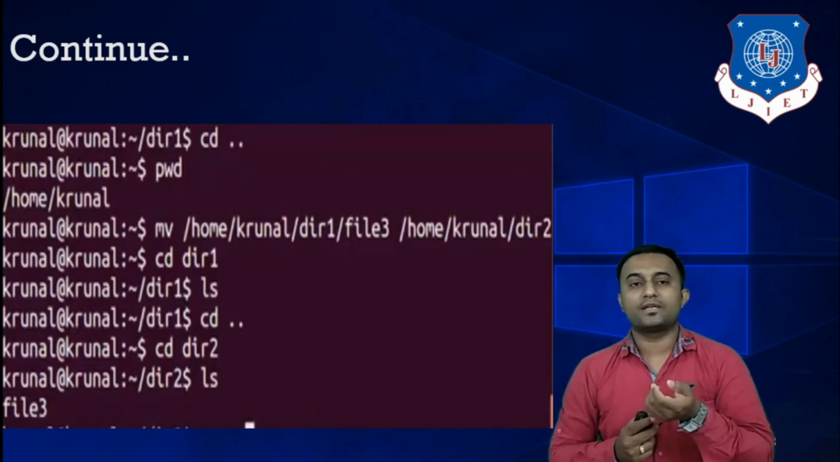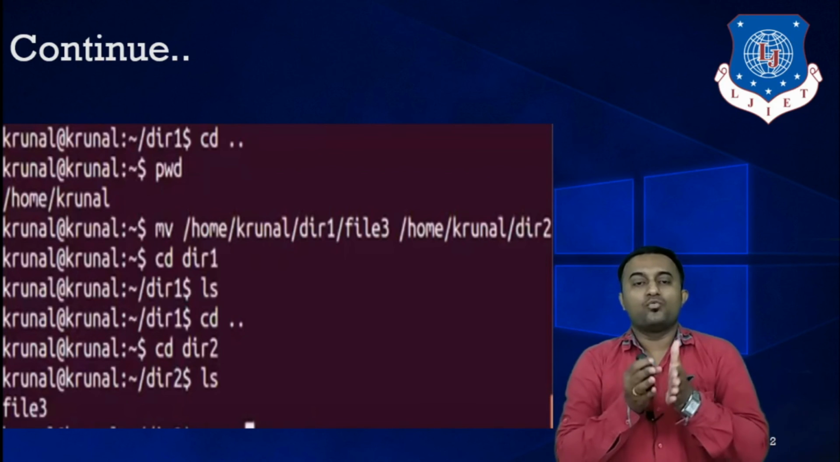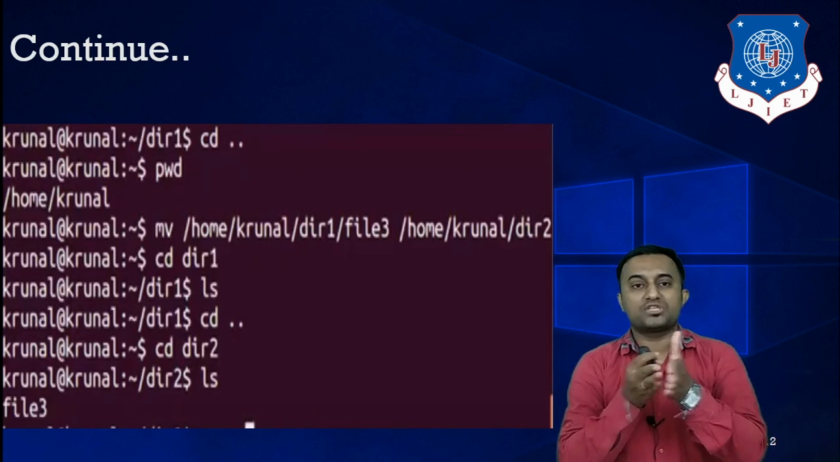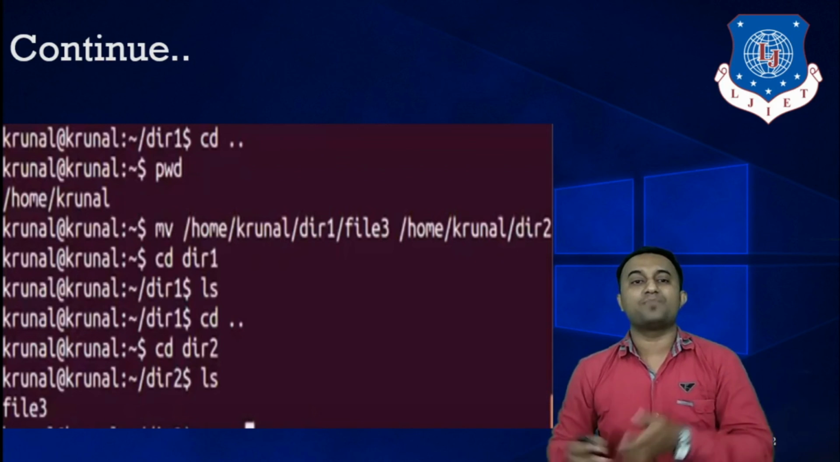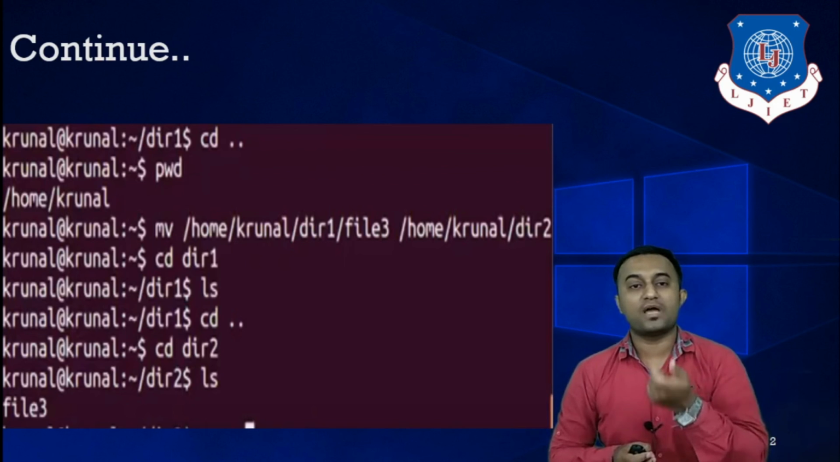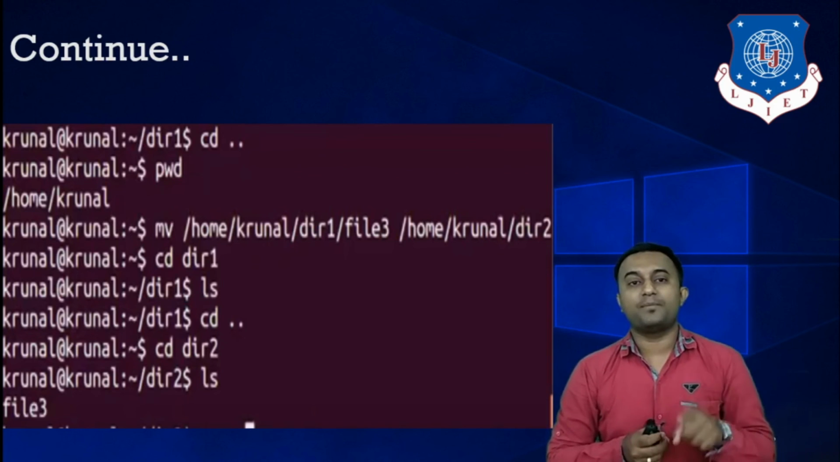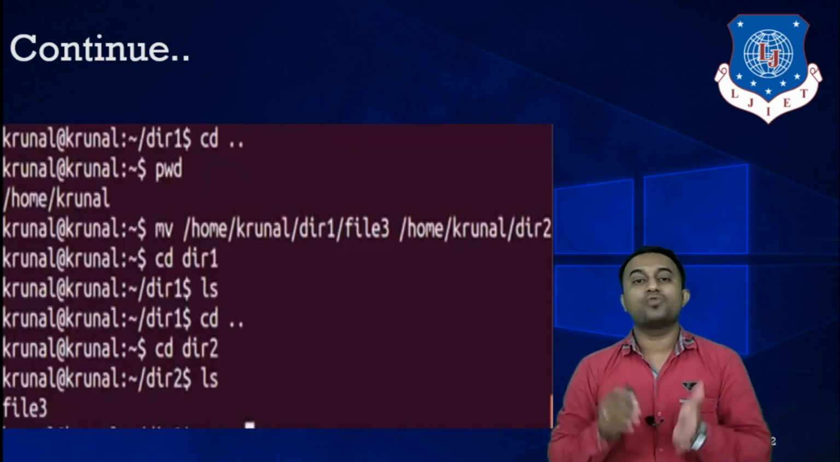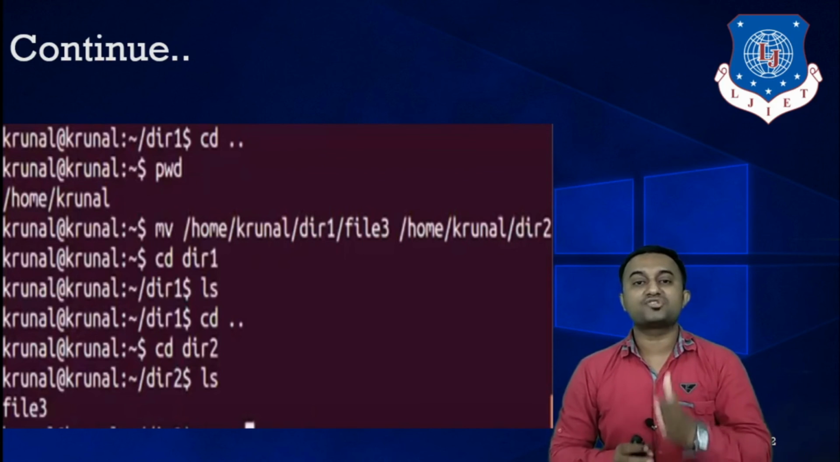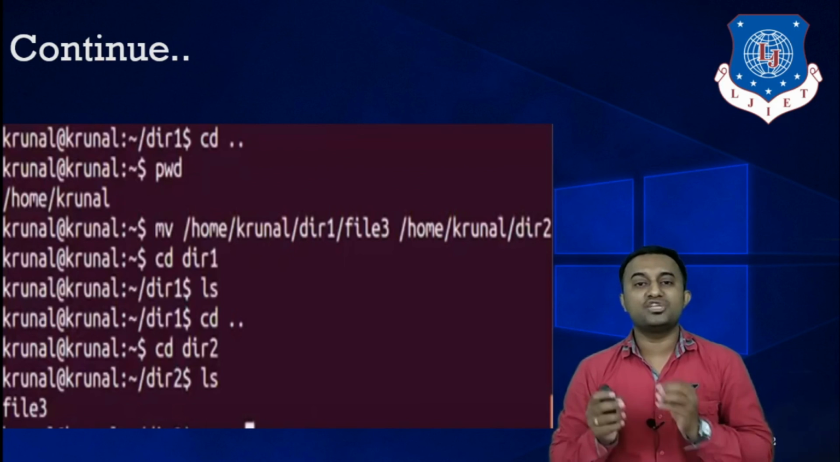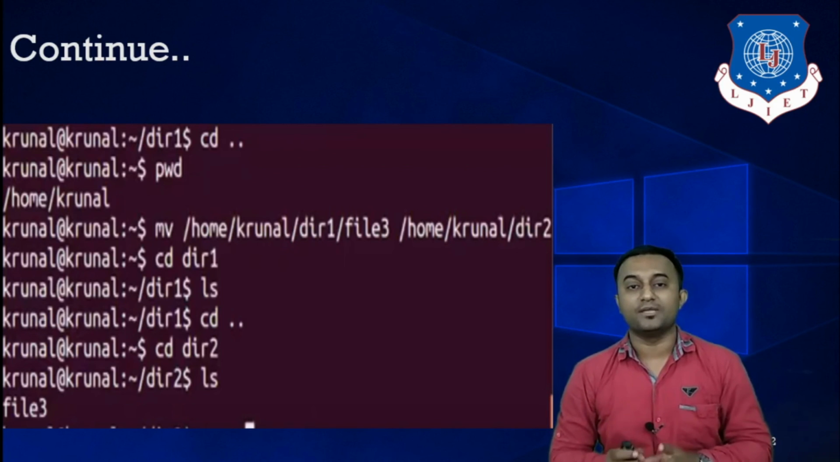I am in kernel directory, so now I need to use move command mv space. Now I need to mention the source path. Then I need to mention the destination path. So /home/kernel/directory1, in which I have one file 3 that I have already cut pasted in this particular directory1. So that is the source address. Now the destination address is what? Space /home/kernel/directory2. Directory2 means what? In this particular directory I need to move this file 3.